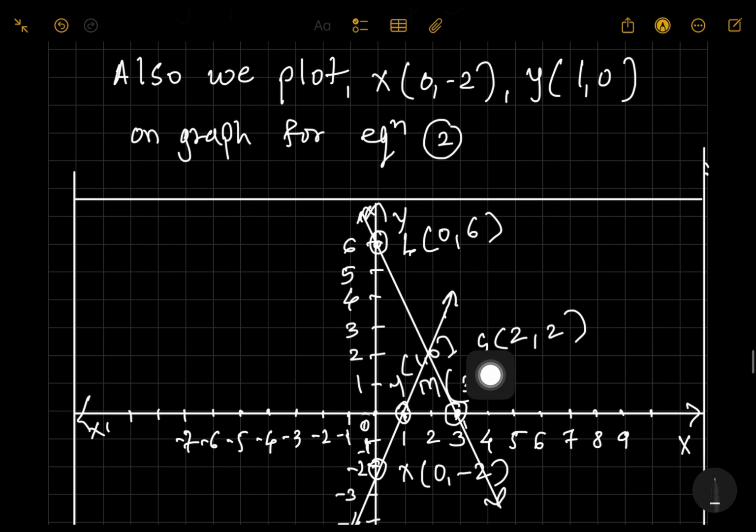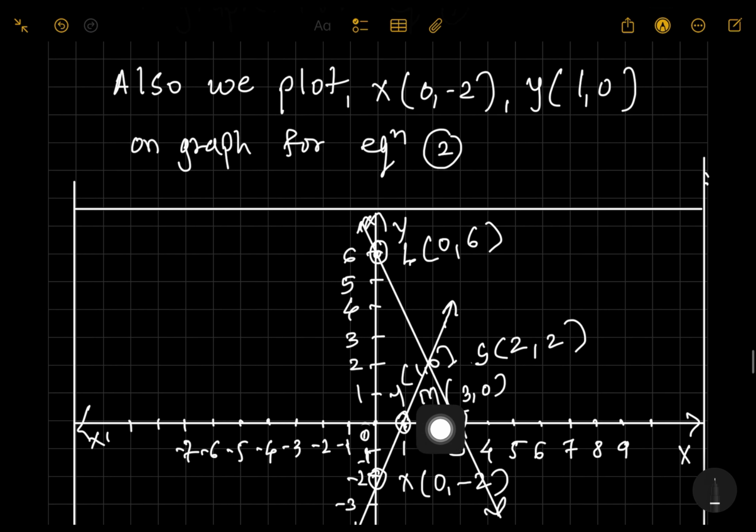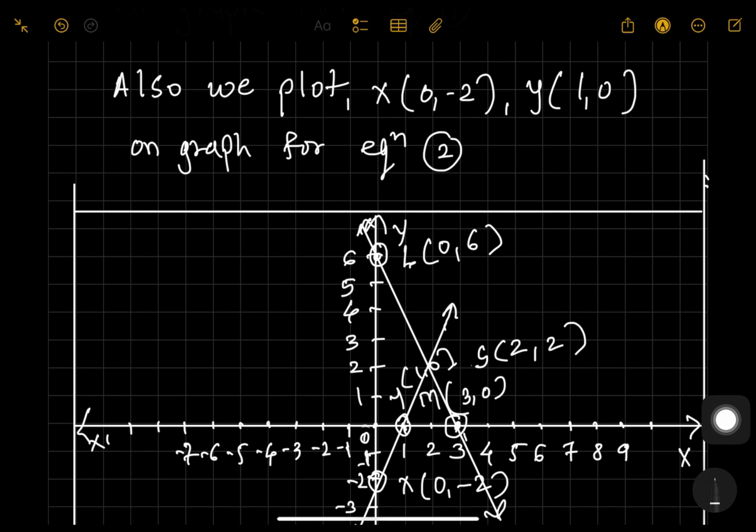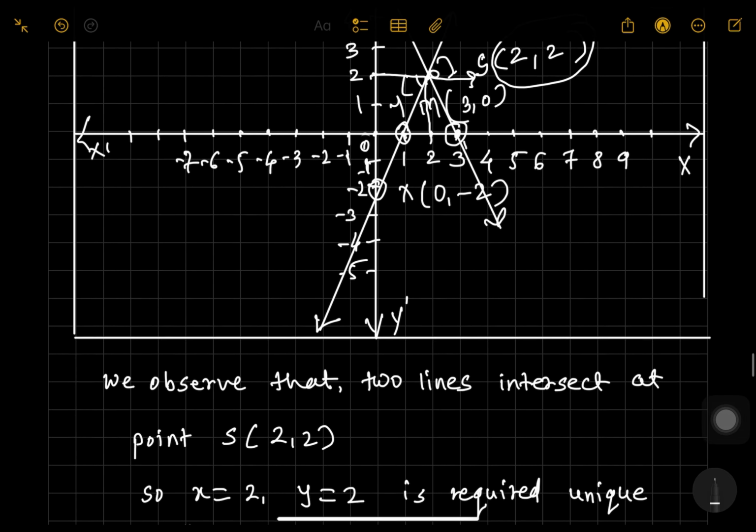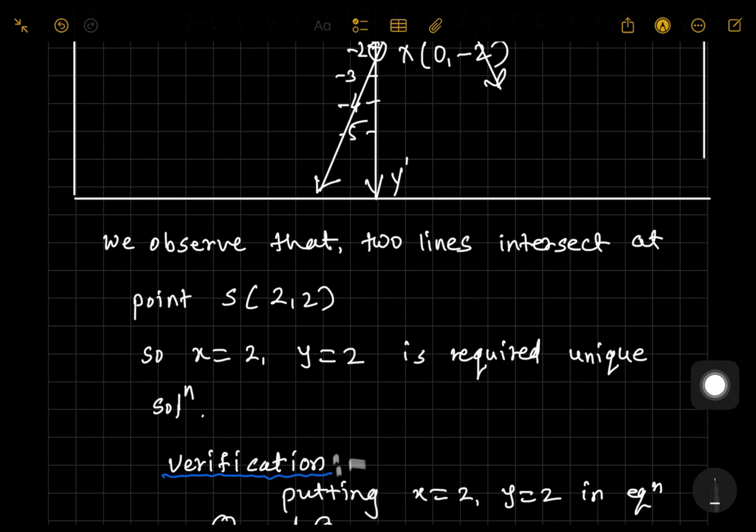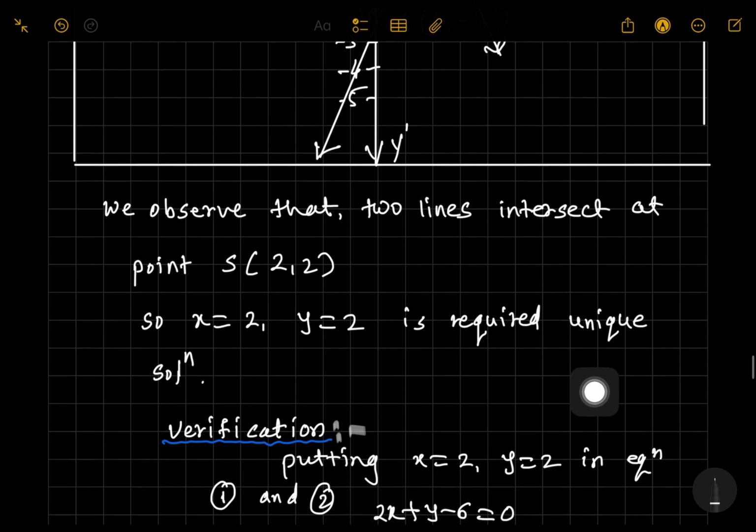Then you are getting the S point, which is here on the x-axis. This is the x-axis, and here you are getting the S point. This 2 and this 2 means x-axis 2, y-axis 2, so S is the intersecting point. This is exactly your solution, only one solution. Here the description is also written: we observed that two lines intersect at point S. We have given the name S. 2 and 2 means x equal to 2, y equal to 2 is the required unique solution.